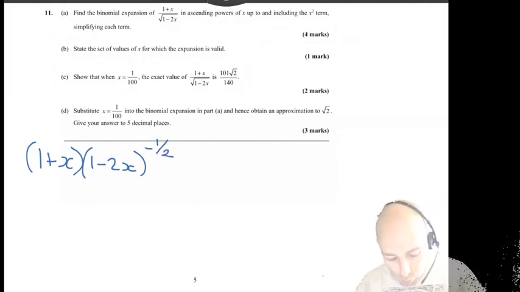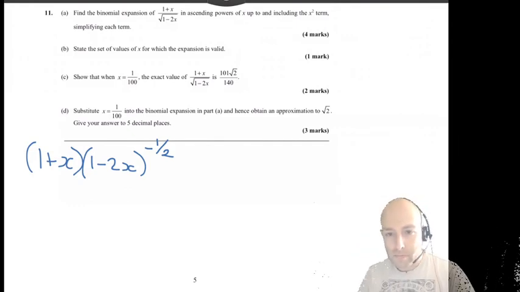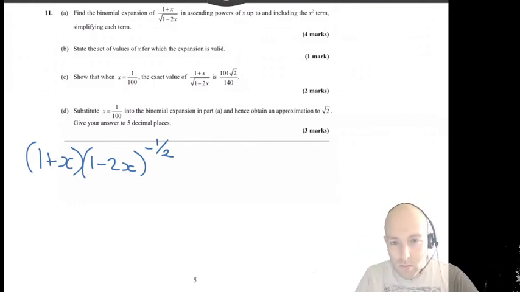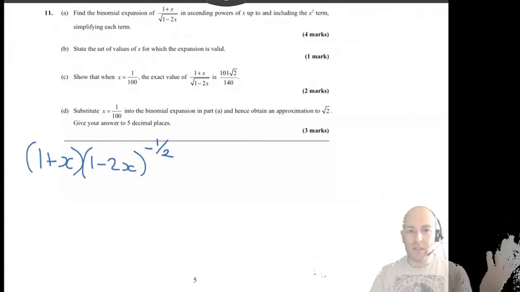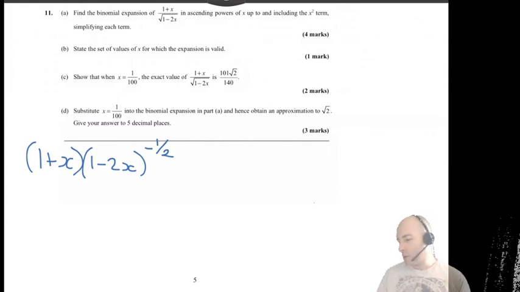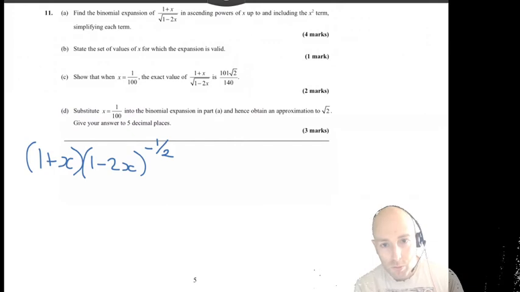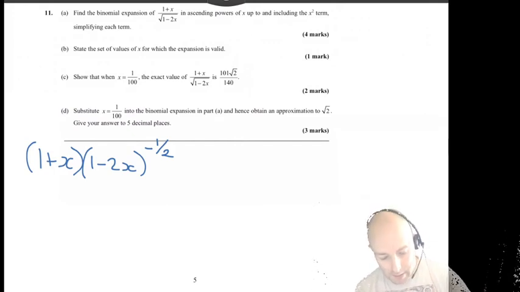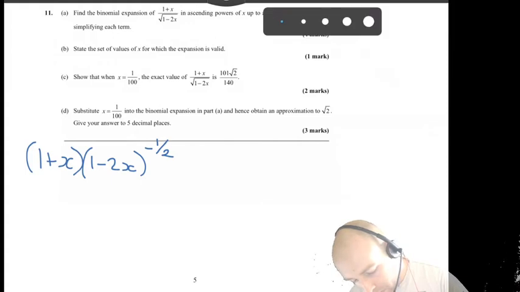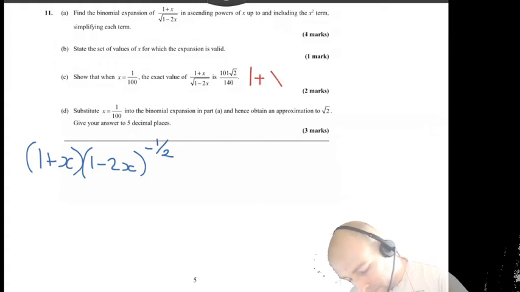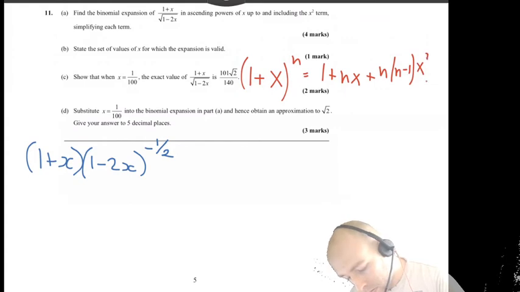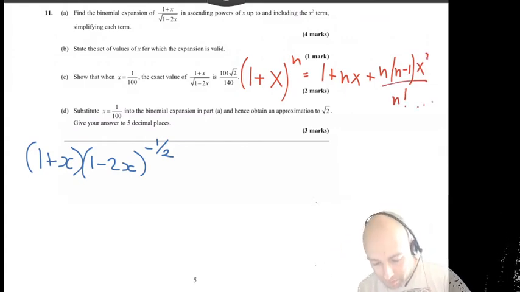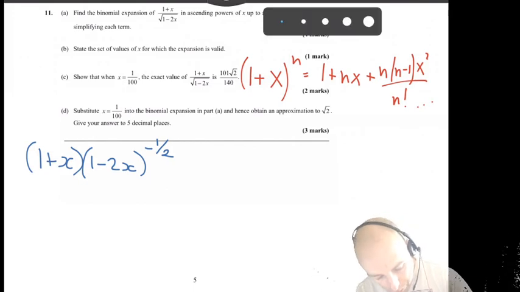Now the first bracket's good, we can just use that. The first bracket is just, we can't expand it, it's to the power 1. If you tried expanding it, it wouldn't change. The second bracket we can just do because we've got 1 plus nx. So remember our binomial equation, 1 plus x to the n, and so on and so forth. So that's what we're going to be using. So keep it as 1 plus x there.